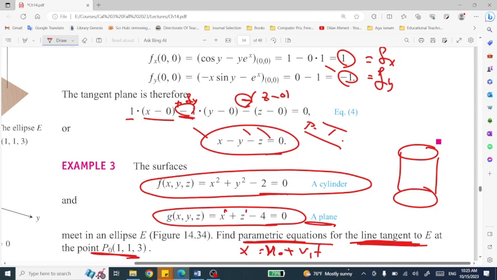So I have an ellipse. They are cutting. If you cut something like that cylinder with a plane, you'll get an ellipse here. If you cut it like that, you'll get an ellipse. You know what I mean?